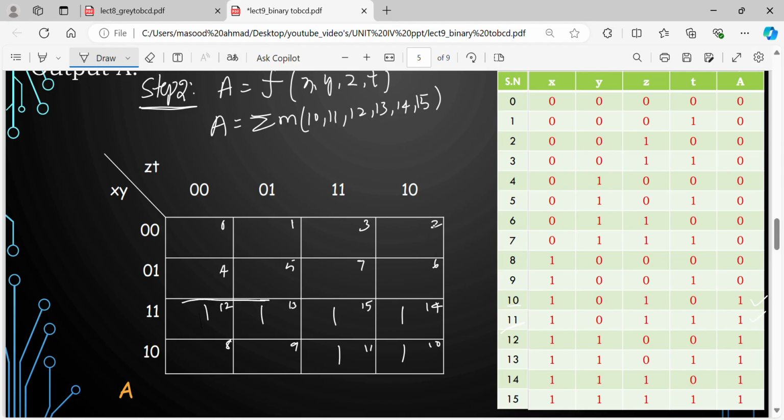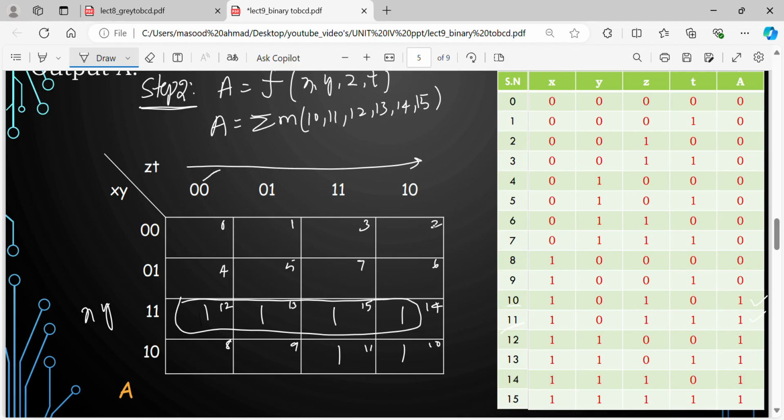So can I combine these 4? Yes, for sure. What is that? It is XY. Why? There is no Z and T, because here if I look, Z is changing and T is changing.